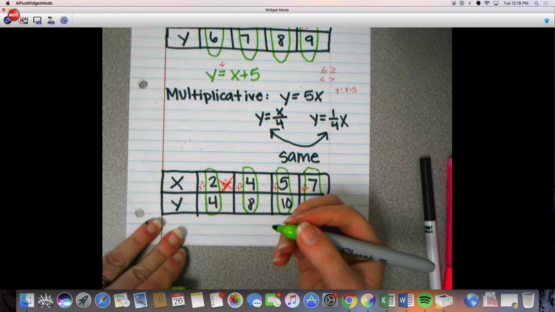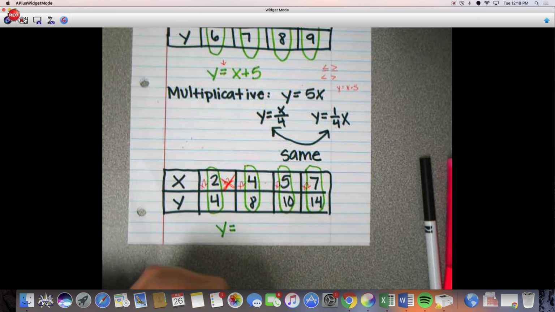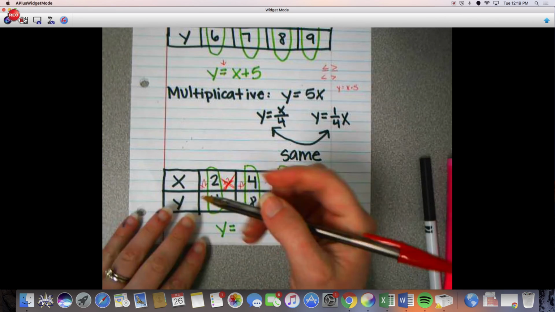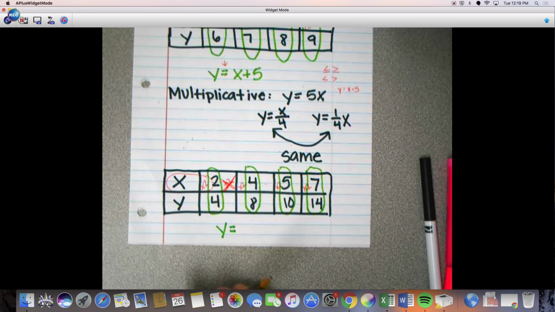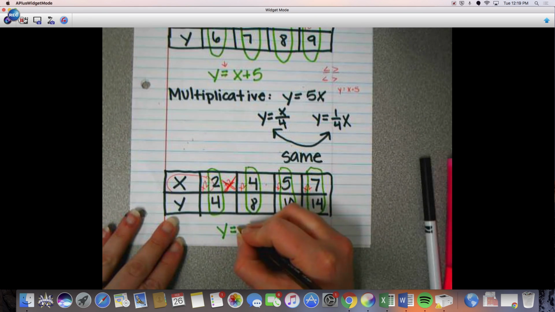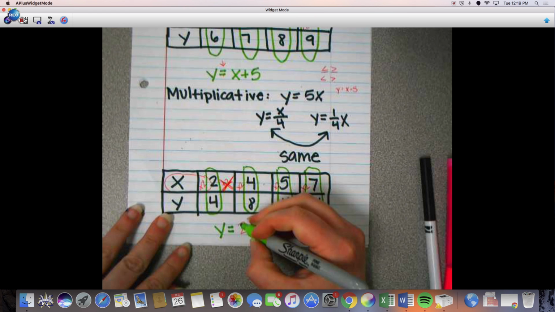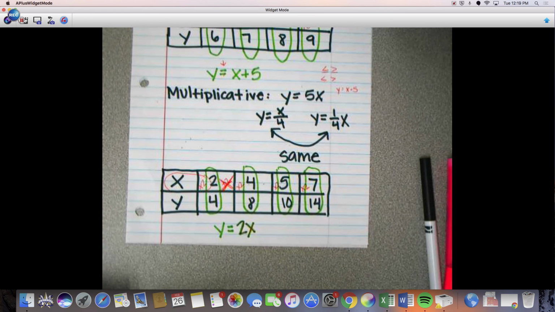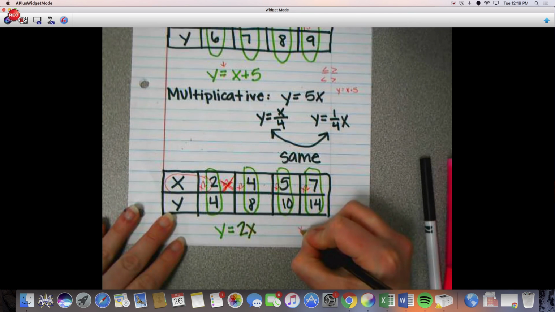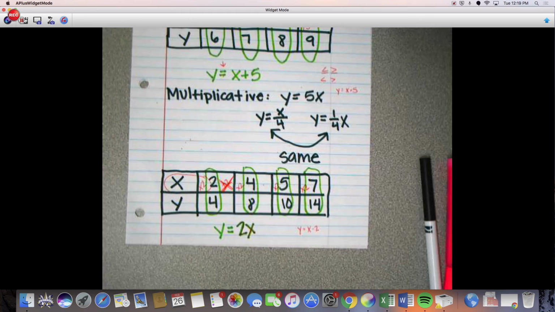Always starts with what? Right, y equals. Now, circle your rule. It's x times 2. How do I write that? Squish it. As a squishy. Y equals 2x. Which, like we said, that's the same thing as writing y equals x times 2, but we want to write it as a squishy. Because in 6th grade, that's how they write it.